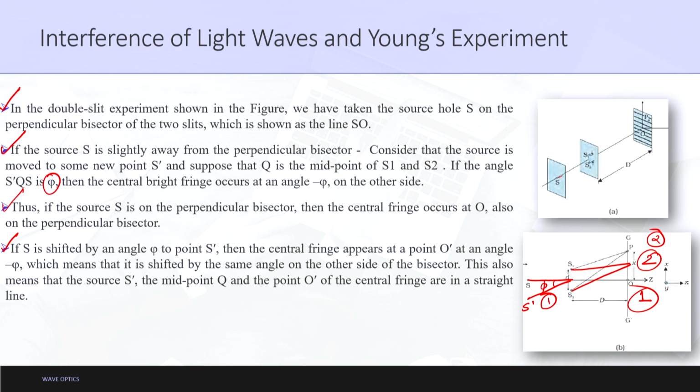If S is shifted by an angle phi to the point S dash, then the central fringe appears at a point O dash at an angle minus phi, which means it is shifted by the same angle on the other side of the bisector. This also means that the source S dash, the midpoint Q, and the point O dash of the central fringe are in a straight line. So this is that point O dash, this is that point Q, and this is the point S dash. This was the final conclusion of this experiment today.